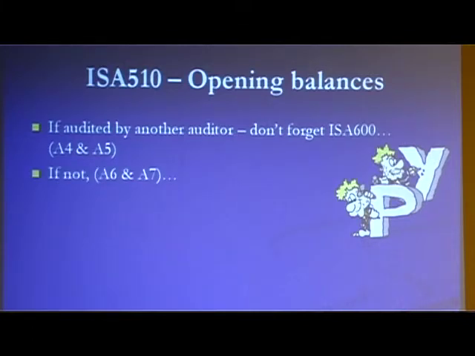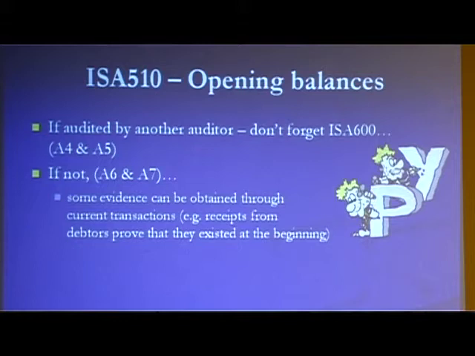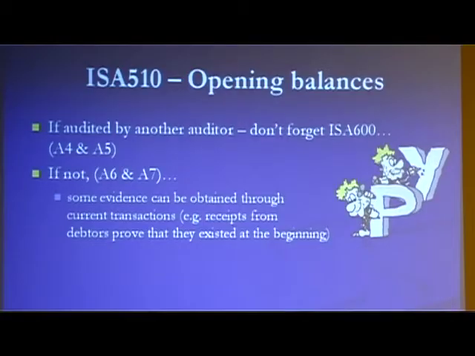If it's not been audited by another auditor, then you would need to perform procedures on those opening balances. And there are some suggestions in there, paragraphs A6 and A7, as to what you might be able to do to get evidence about that. For example, some of the evidence you can get by looking at current transactions. So if you're wanting to prove the opening balance on accounts receivable, you could go and start matching receipts in the new year to amounts owing at the end of the prior year. And in that way, get evidence that the debt therefore existed at the beginning of the year.